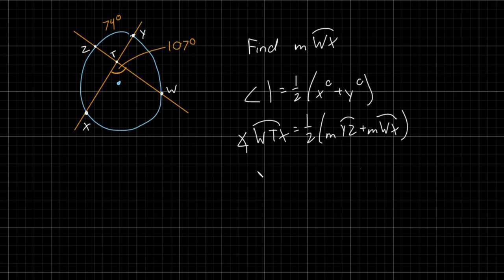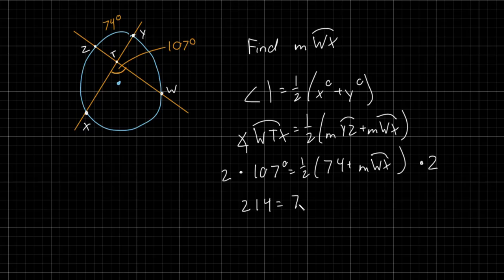Okay, so Lily told me that this was 107 degrees. It goes 1/2. What arc do we know, Ashley? Yep, 74 plus the measurement of WX. And that's what we're trying to find right now. So first things first. Drew, what should I do? It's okay, take your time. I can't do that yet because we're in parentheses. What's outside parentheses? Yeah, so you don't have to distribute. We can just multiply both sides by 2. Yep, so I get 214 equals 74 plus the measurement of WX.